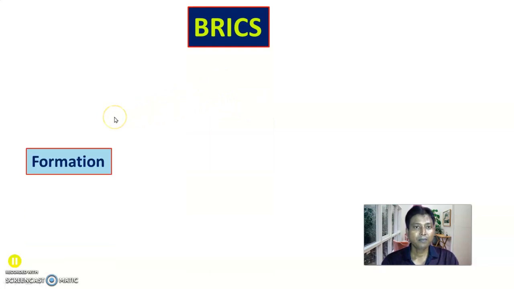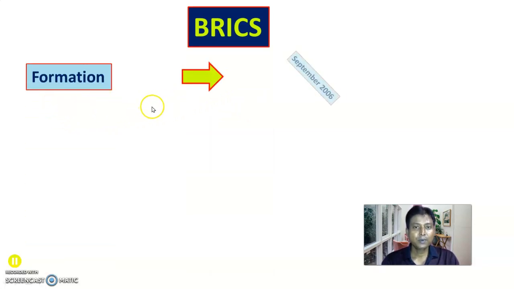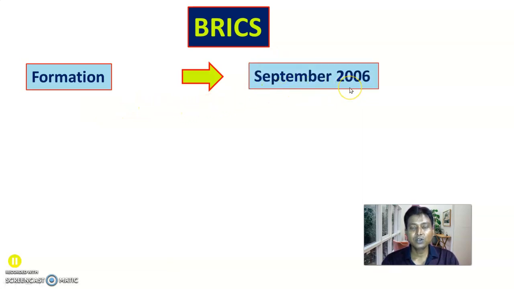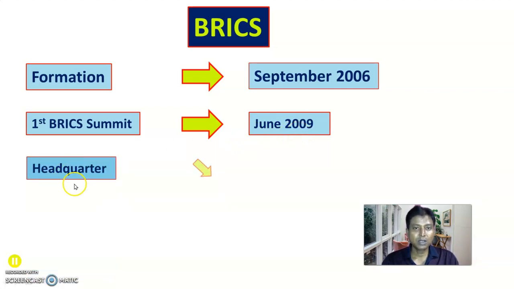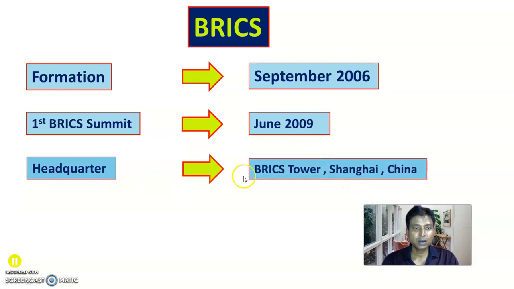BRICS, the formation date is September 2006. BRICS was formed in September 2006, and the first BRICS summit was held in June 2009, and the headquarters of the BRICS is at BRICS Tower, Shanghai in China.